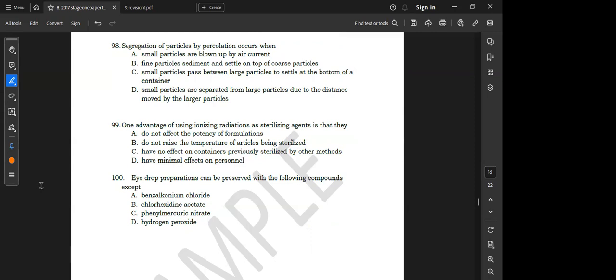Segregation of particles by percolation occurs when small particles are blown up by air currents, fine particles sediment and settle on top of coarse particles. Small particles pass between large particles to settle at the bottom of a container. Small particles are separated from large particles due to the distance moved by the large particles.